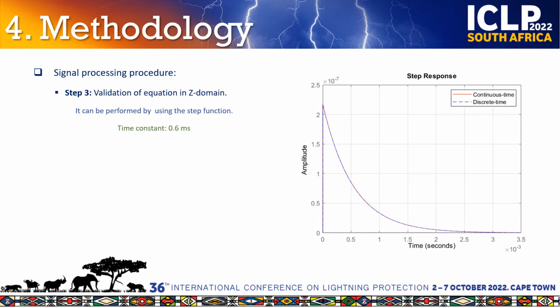The third step is to validate the obtained expression. It can be performed by using the step function available in MATLAB. It is expected that both the continuous time and discrete time transfer functions reproduce the same result when a step function is applied, since they represent the same system.